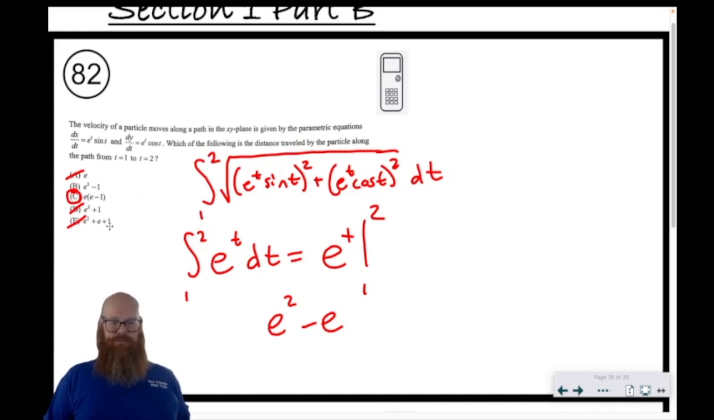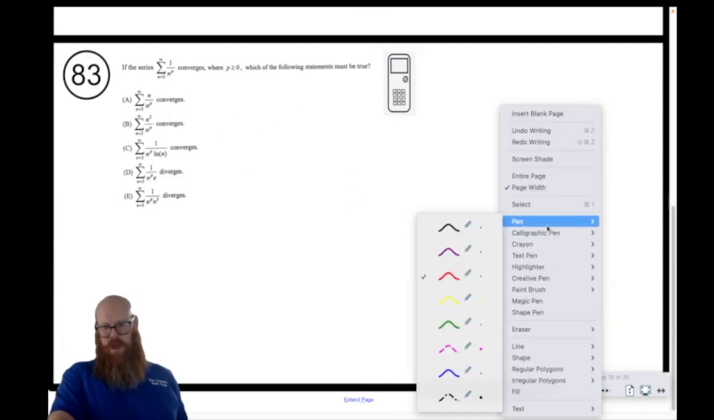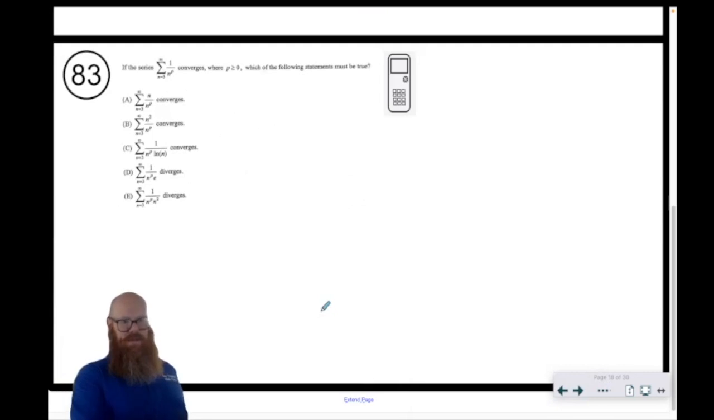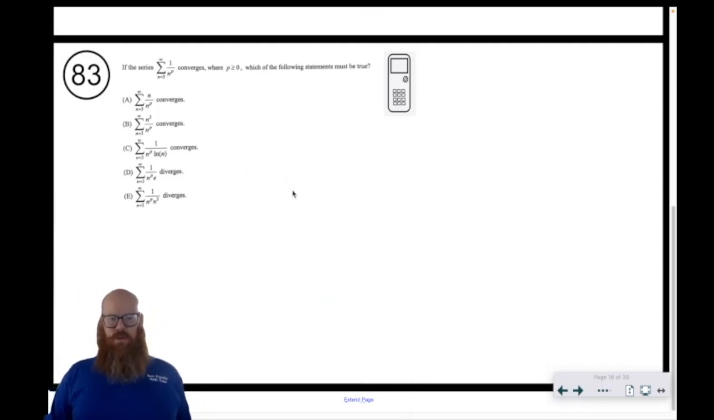All right. On to number 83. Which of the statements must be true? What we have to do is understand a couple of things about when this is going to converge. If this series converges, then we know that P is greater than 1.